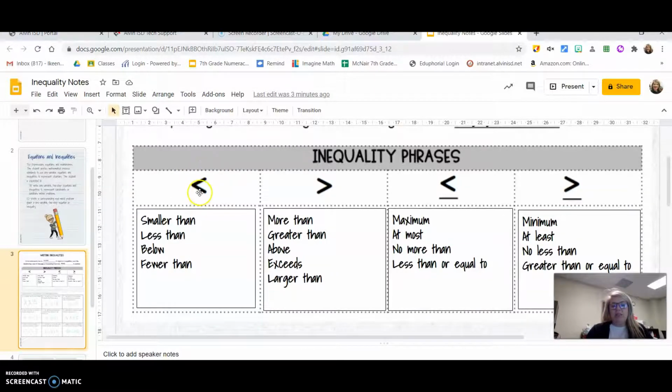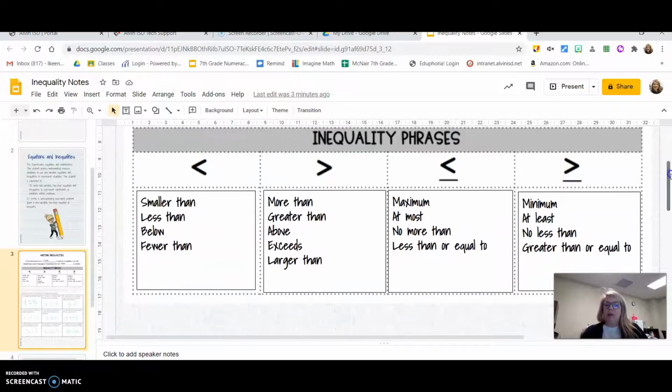We have our less than symbol, and that usually means less than, smaller than, below, fewer than, those types of things. We have the greater than symbol, so that can mean more than, greater than, above, exceeds, larger than. And then remember that we have the less than or equal to. This can mean maximum, at most, no more than. Finally, we have our greater than or equal to symbol. This can mean minimum, at least, no less than.